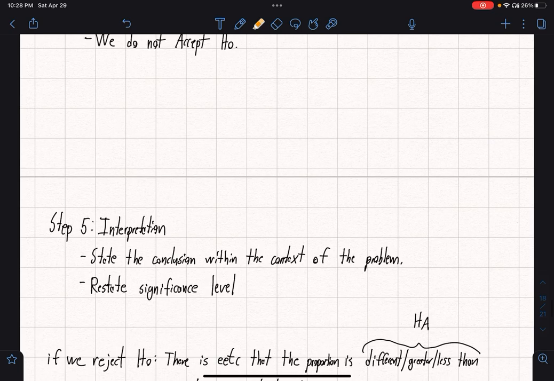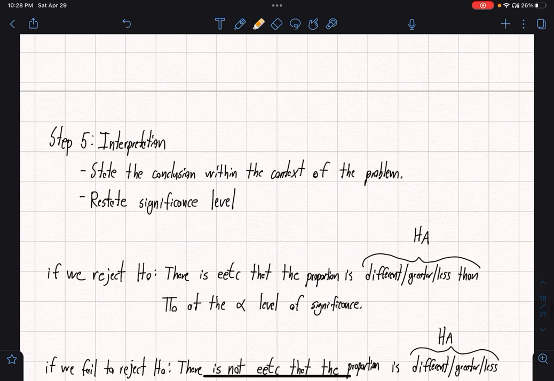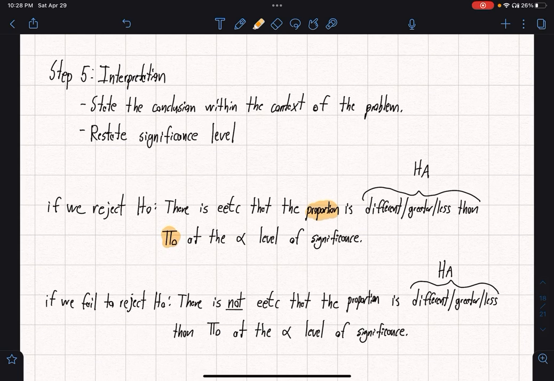And then step 5 is our conclusion. So we state the conclusion within the context of the problem, and we restate our significance level. And now, if we reject the null hypothesis, we would say there's enough evidence to conclude that the proportion is different, greater than, less than pi naught at the alpha level of significance. And if we fail to reject, then there is not enough evidence to conclude that the proportion is different, greater than, less than pi naught at the alpha level of significance.